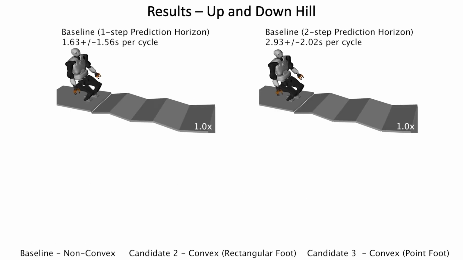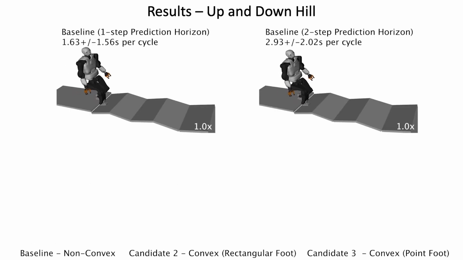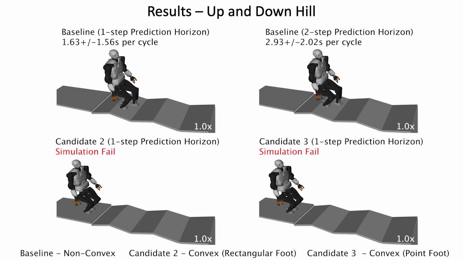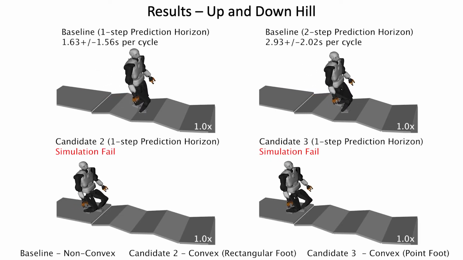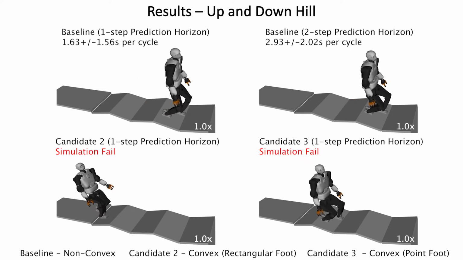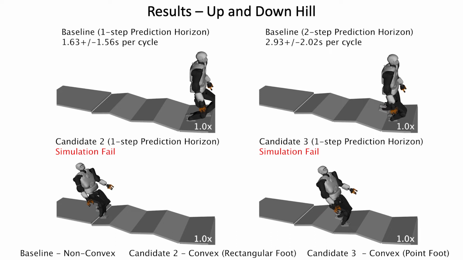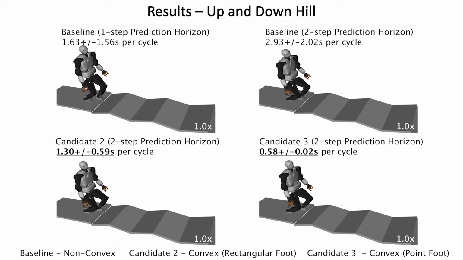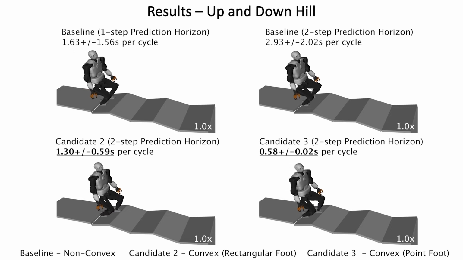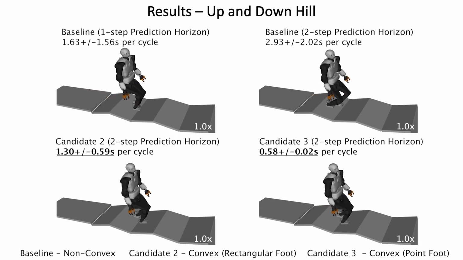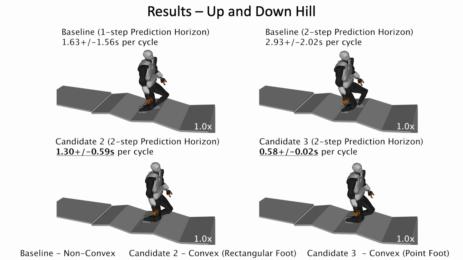For the up and downhill scenario, the baseline can generate trackable trajectories at the expense of large computation time. For candidate 2 and 3, the trajectories generated with one-step look-ahead in the prediction horizon tend to exhibit jerky movements in our simulation, which causes tracking failures. However, candidate 2 and 3 can successfully generate trackable trajectories with 2 steps look-ahead or more in the prediction horizon, while having smaller computation time than the baseline.